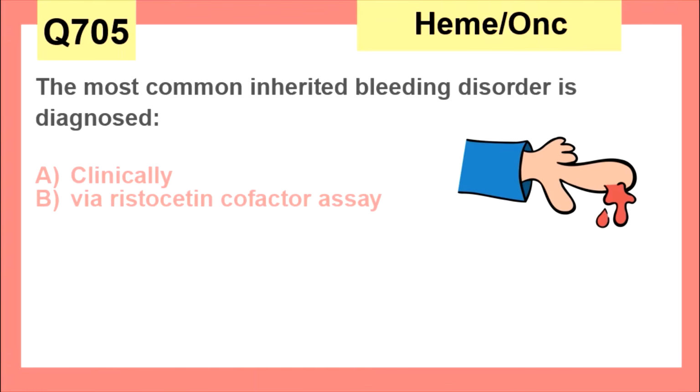Question 705. The most common inherited bleeding disorder is diagnosed either clinically or via the ristocetin cofactor assay. Well, what's the most common inherited bleeding disorder? Von Willebrand disease. And how do we diagnose it? Specifically with the ristocetin cofactor assay.